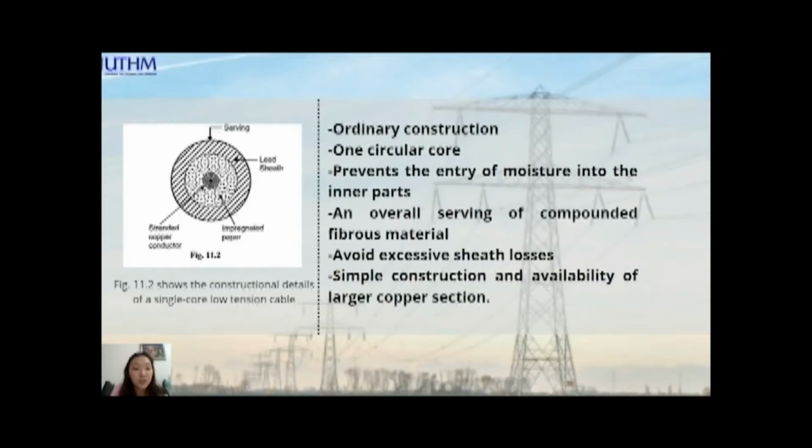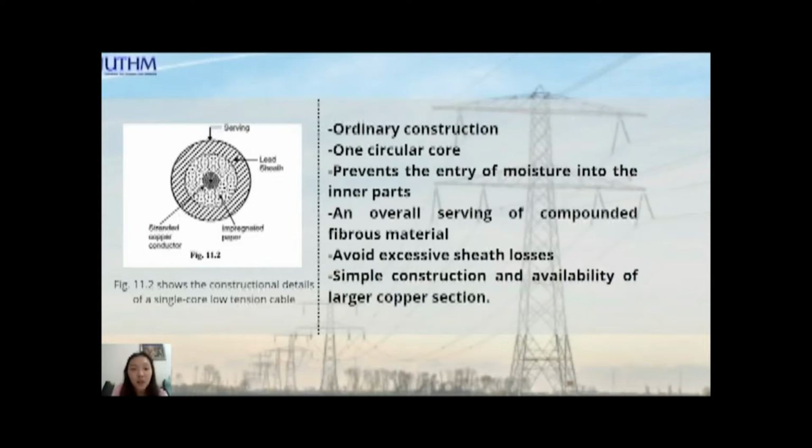As we can see, figure 11.2 shows the constructional details of the single core low tension cable. The cable has ordinary construction, because the stresses developed in the cable for low voltage, up to 6600 volts, are generally small. It is of one circular core of thin stranded copper or aluminium insulated by a layer of impregnated paper. The insulation is surrounded by a lead sheath, which prevents the entry of moisture into the inner part.